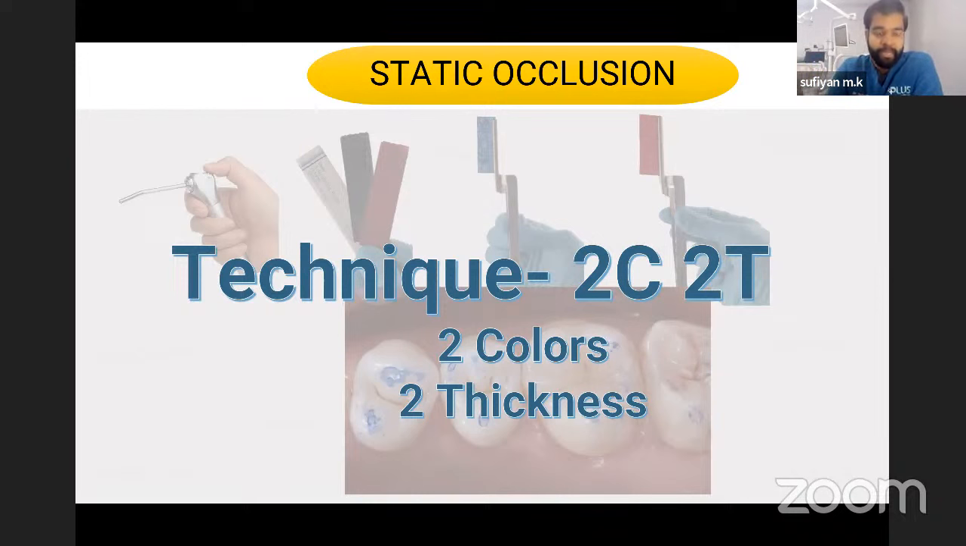Carbon paper is not a standard articulating paper, because even though the patient doesn't bite, you just brush it over the tooth and you will have the markings, right? So this will give a false marking to us. Henry Schein is also a good company. So before you go ahead, just read their manual, the paper attached along with the box. What is the thickness of the articulating paper? Use a thicker one in one color, and a thinner one in a different color.